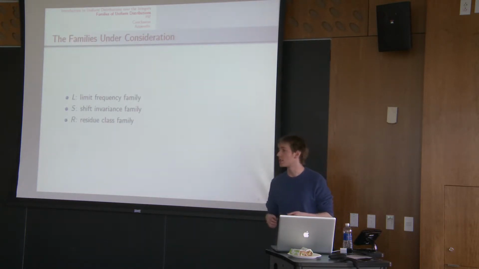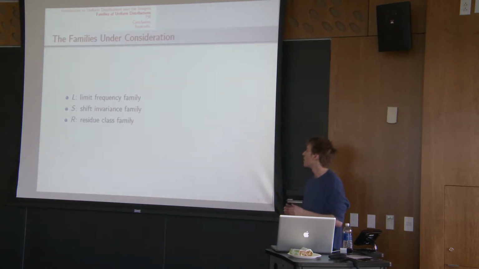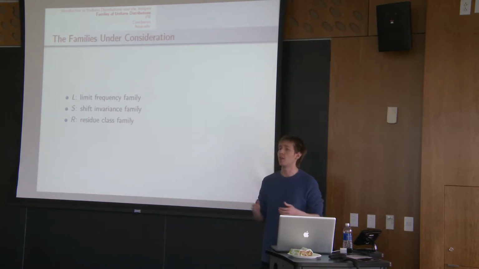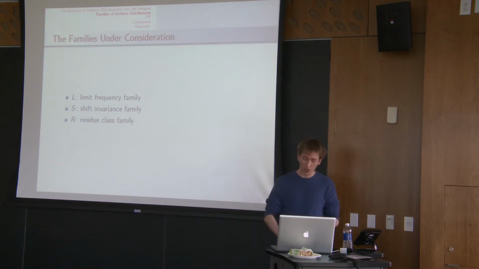Okay, so I'm going to consider 3 families from the literature: the limit frequency family, the shift invariance family, and the residue class family. And each of these families corresponds to some intuitive notion of uniformity. And so let's start with the limit frequency family.